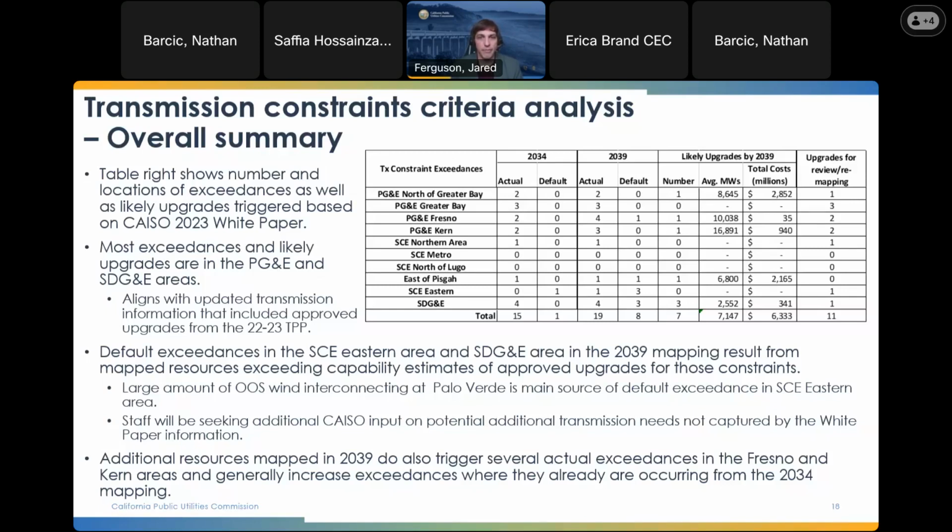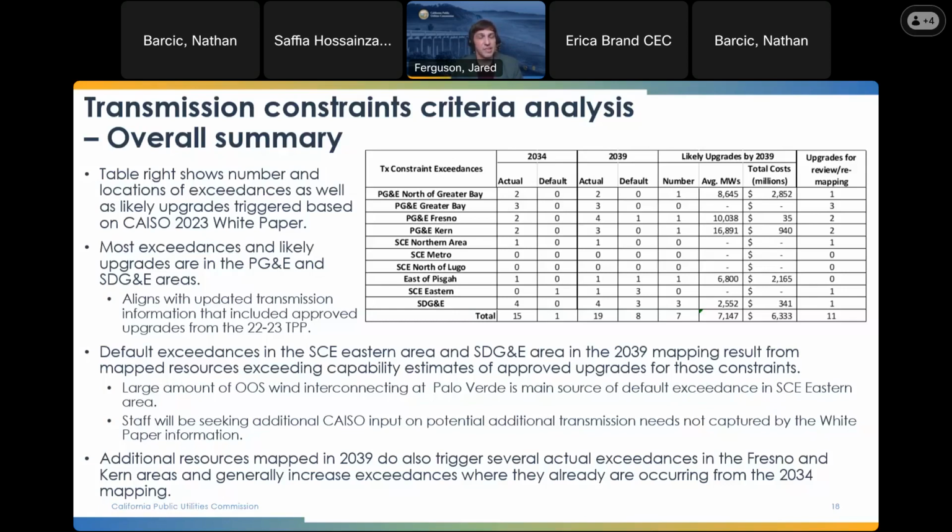So you can see that in 2039, you have one upgrade identified as likely being triggered by these mapping results in Northern California. You have two in the Central Valley. You have one in the East Piscot area, and then you have 3 smaller upgrades in the San Diego area. And then the rightmost column, the other 11 constraints that are exceeded, are ones that we need to do further analysis on and get hopefully additional information and feedback from the ISO.